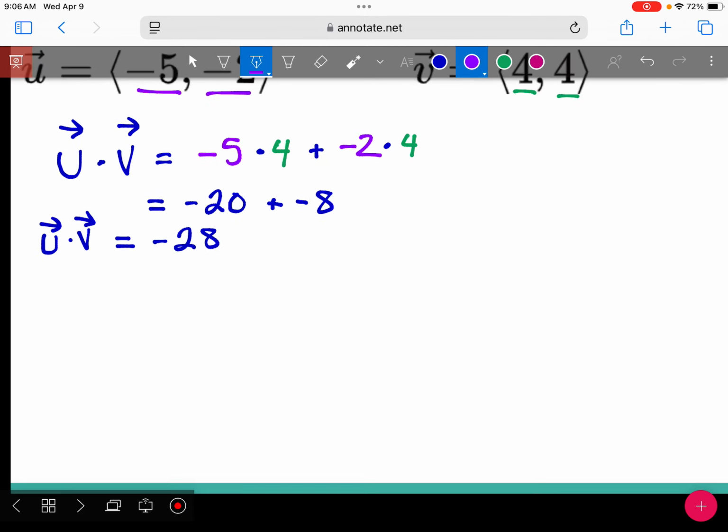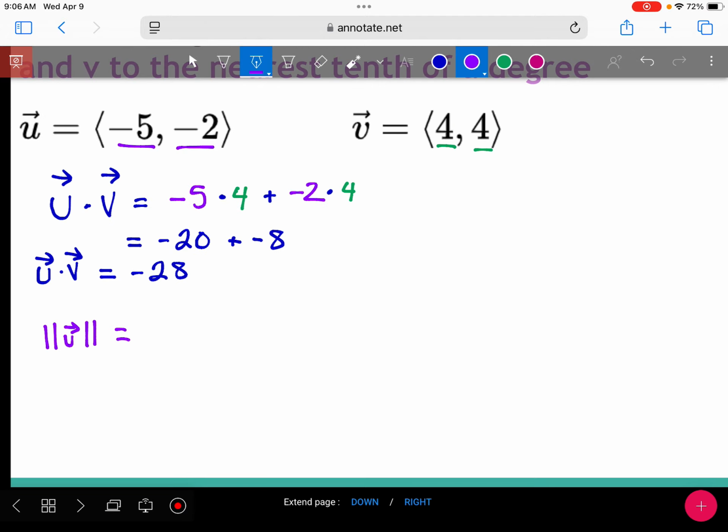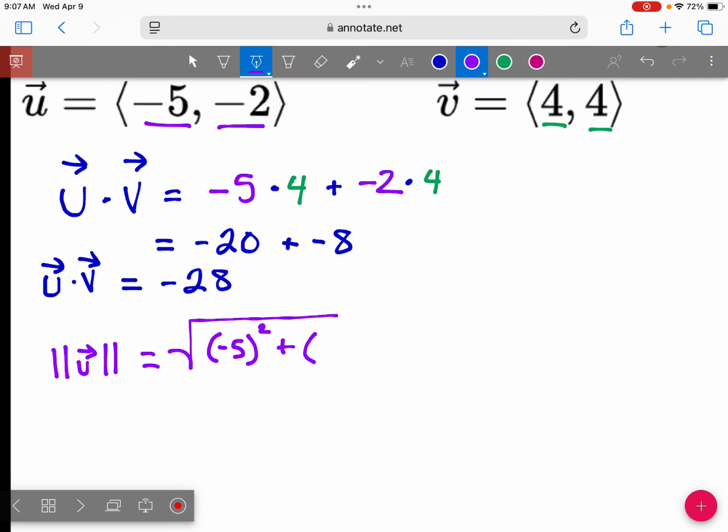So then the other pieces we need is our magnitude of vector u. How do we find our magnitude again? Yep. The square root of the x squared plus the y squared. So we're going to have the square root of -5 squared plus our -2 squared.